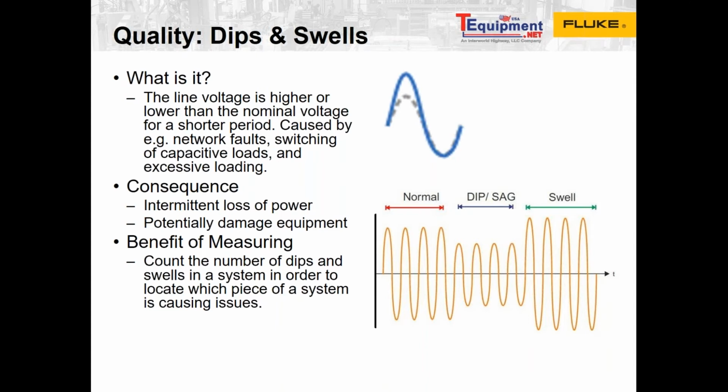So the consequences for dips and swells is, for dips, you could have intermittent loss of power, and you could also potentially damage your equipment. For swells, you could definitely damage your equipment if you're putting too much power into a machine that's not expecting that level of power. And then the benefit of measuring this, obviously, is that the Fluke tools will count up the number of dips and swells in a system, and that'll help you figure out which particular system is experiencing the most dips and swells. So we'd have the biggest benefit or return on investment, ROI, by replacing this equipment, and we'll start seeing our power quality improve.